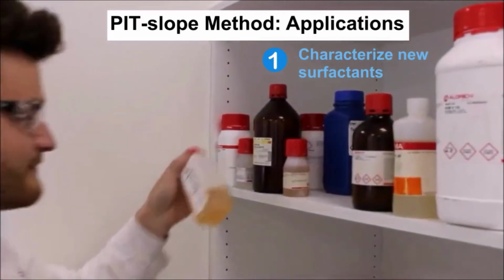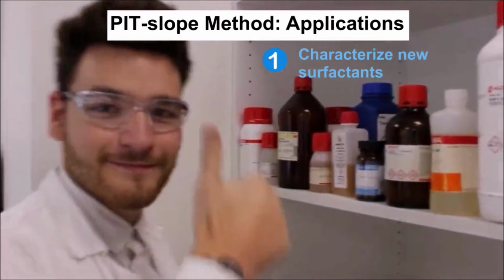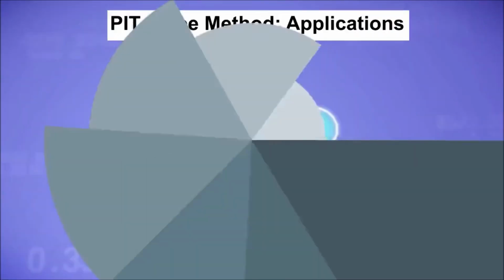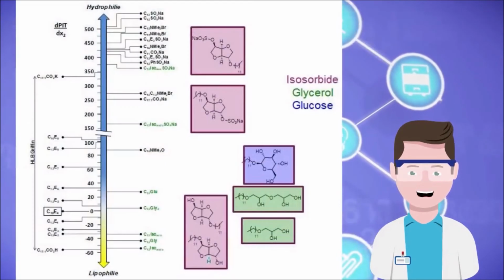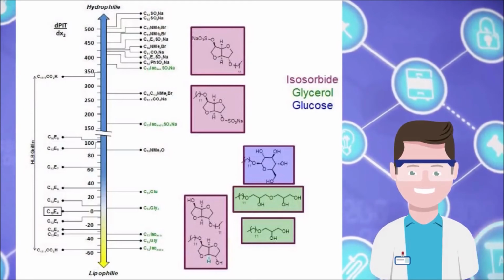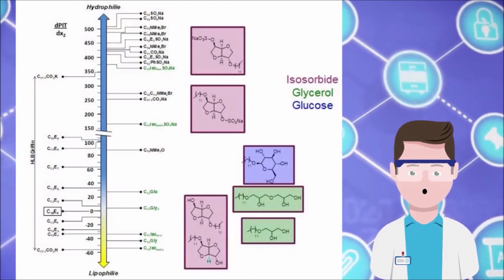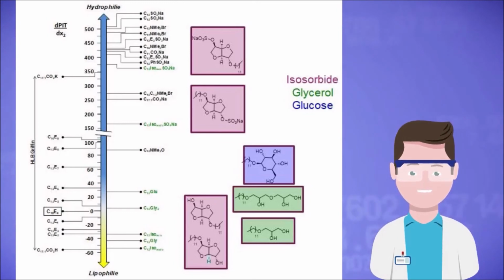Thanks to the PIT slope method, we have characterized several commercial biosurfactants and saponins. The comparison can be done not only for commercial mixtures, but also for new well-defined pure compounds like isosorbide or glycerol surfactants. This diagram shows the place of several green surfactants compared with ionic and non-ionic molecules.